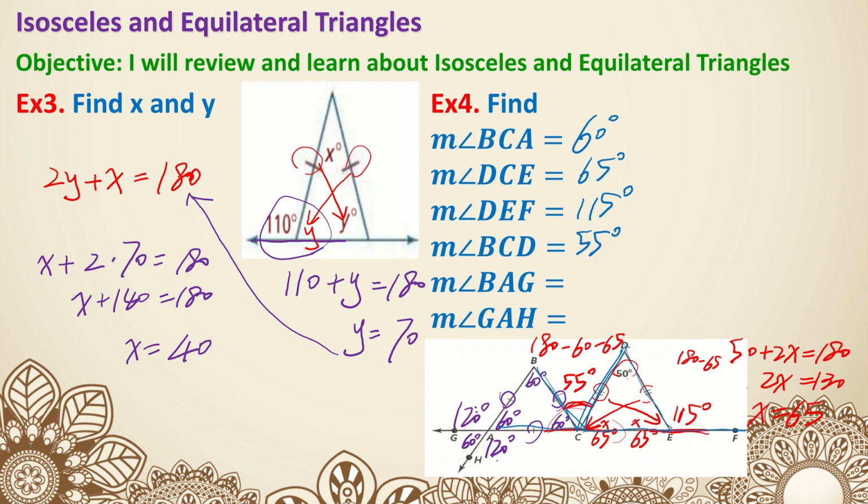Then angle BAG is the one on the left, so that's 120 degrees. The last one, angle GAH, is right here, which is a 60-degree angle. That is example 4.